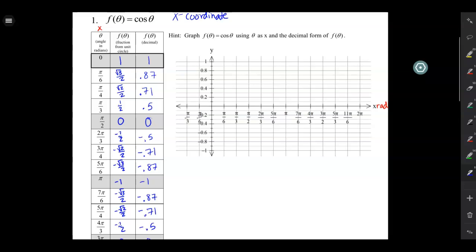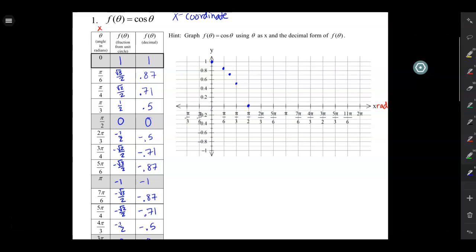Plot the points. When theta equals 0, my function value is 1. When theta equals pi 6ths, my function value is 0.87. I'm just going to be guessing about where these points are. At pi 3rds, I have 0.5. And between pi 3rds and pi 4ths, I'm going to have 0.71. Okay. Then at pi halves, I'm at 0.